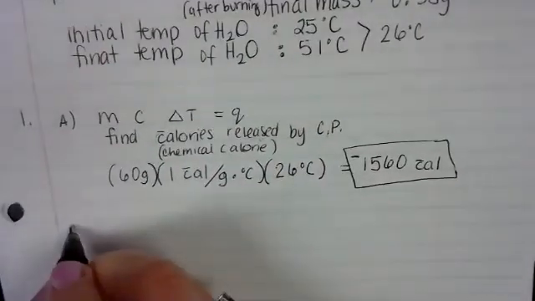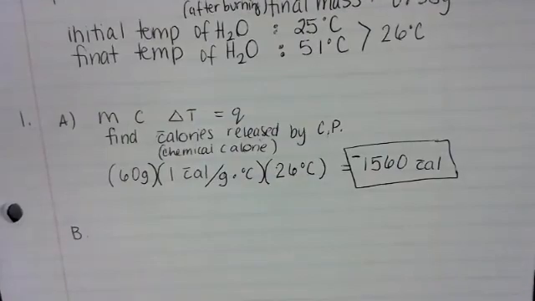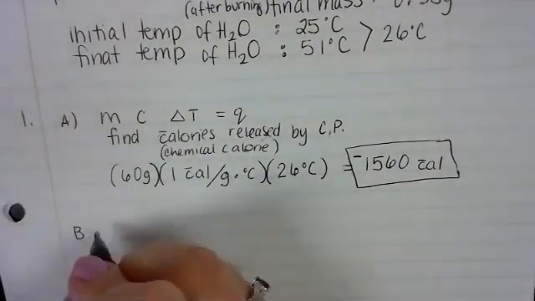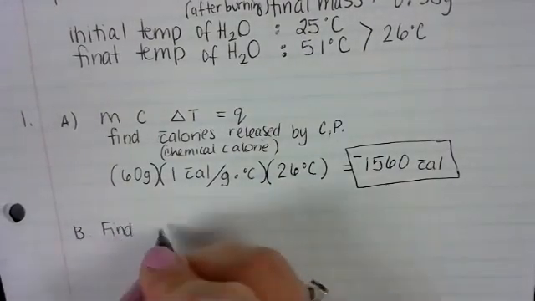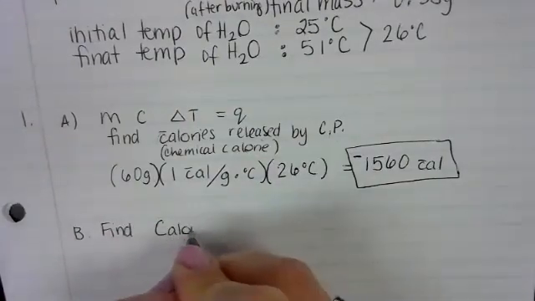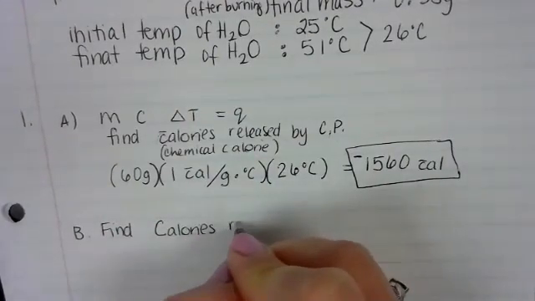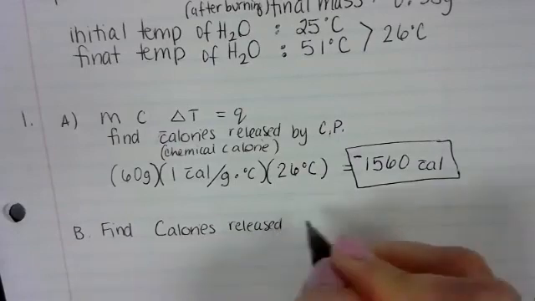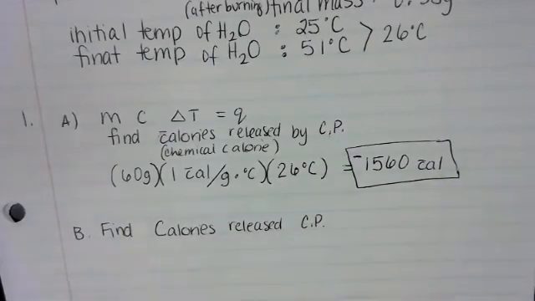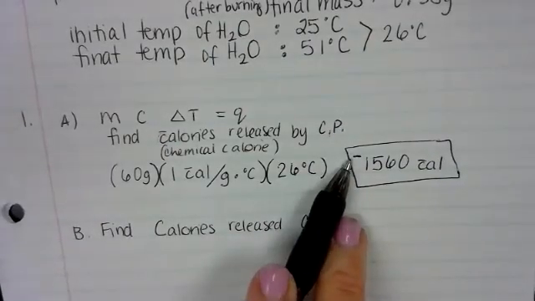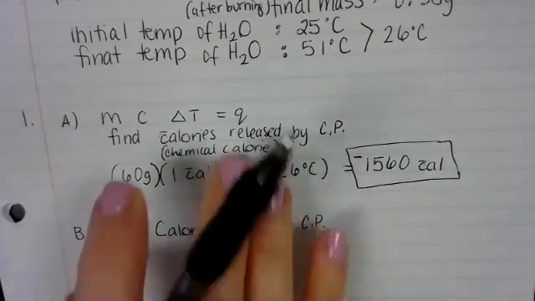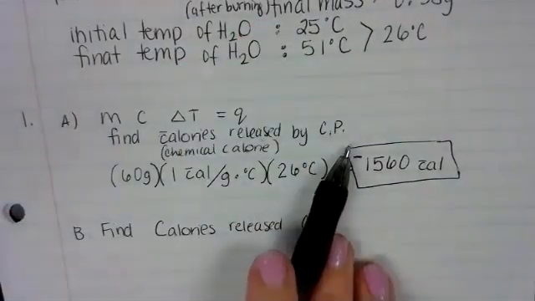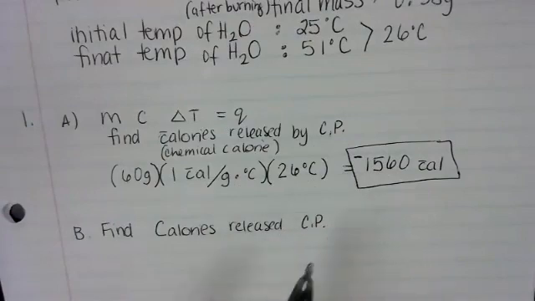Okay, let's go to part B of the food practice, and it then asks you to find the food calories released by the cheezy poof. Again, that negative is just saying it's exothermic. It's not giving you a negative value. It's saying that it's exothermic. That's what the symbols represent.